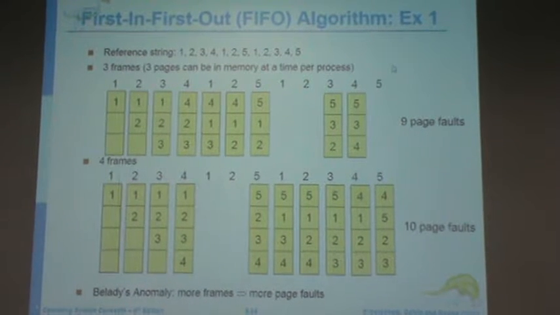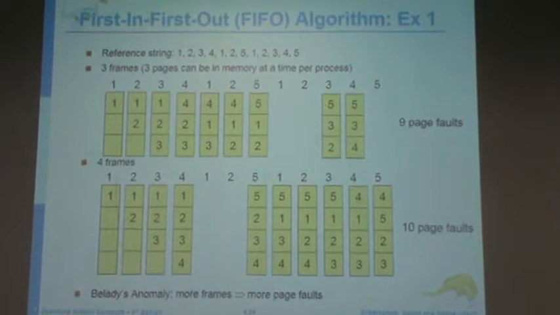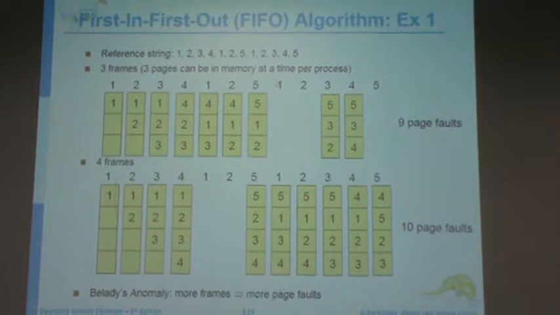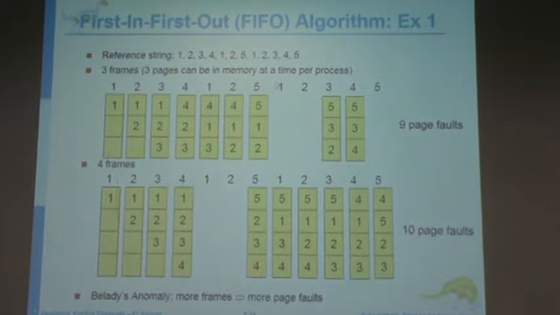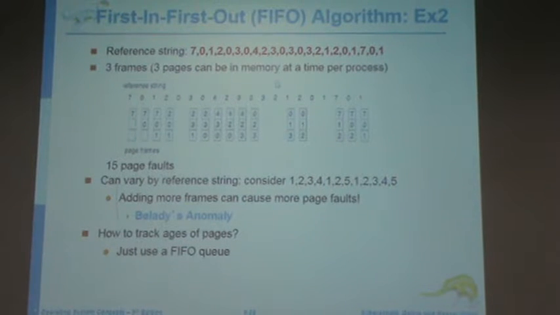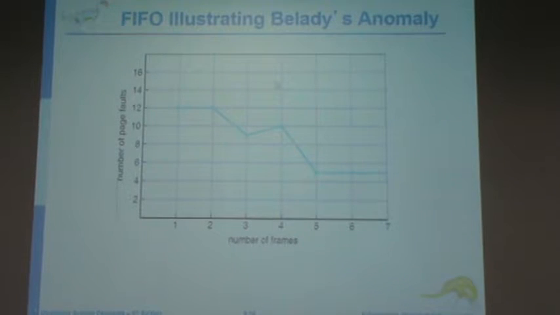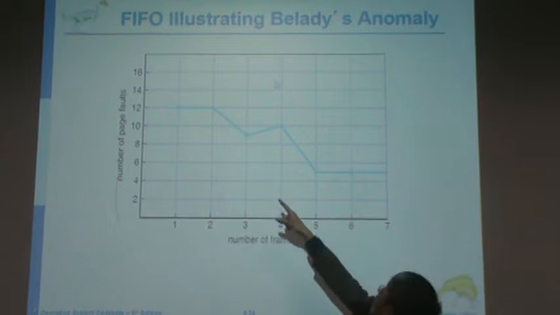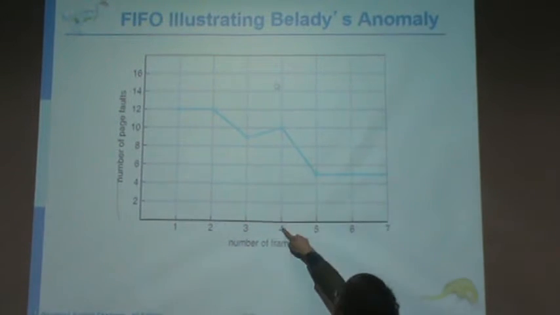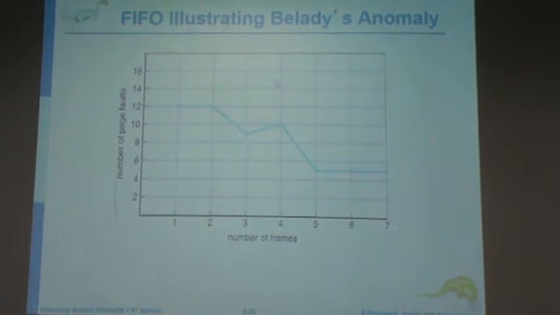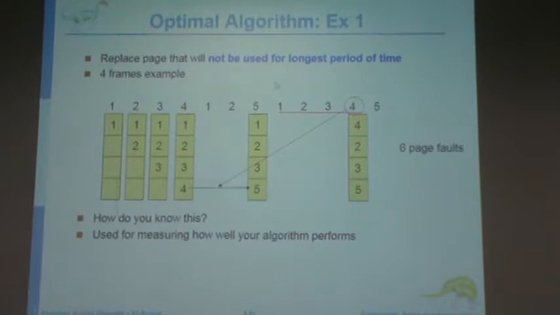the bigger size of the memory, it causes more page faults. So depending on the algorithm and the reference string pattern, it may be different. That is called Belady's anomaly. We expect one result, but sometimes we have the anomaly.